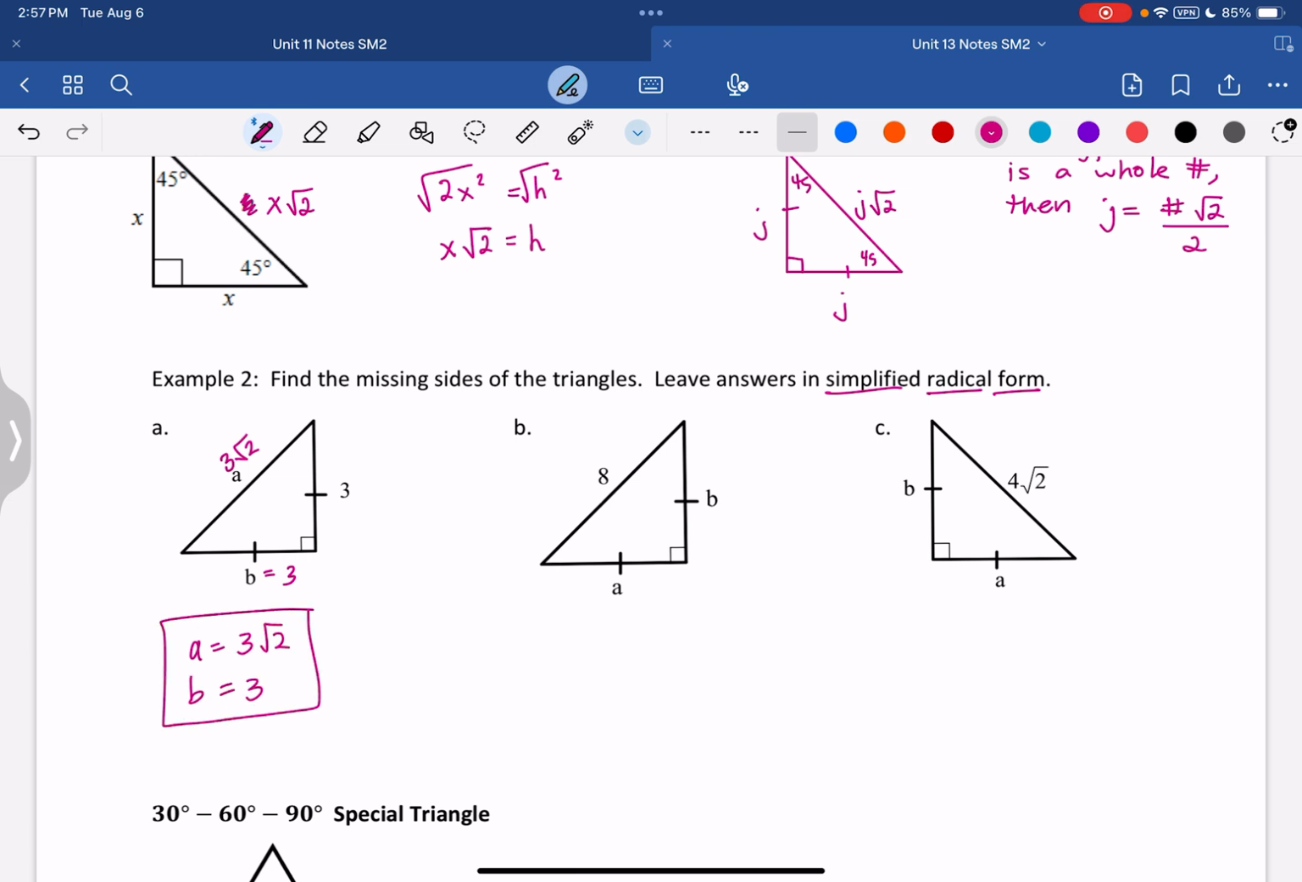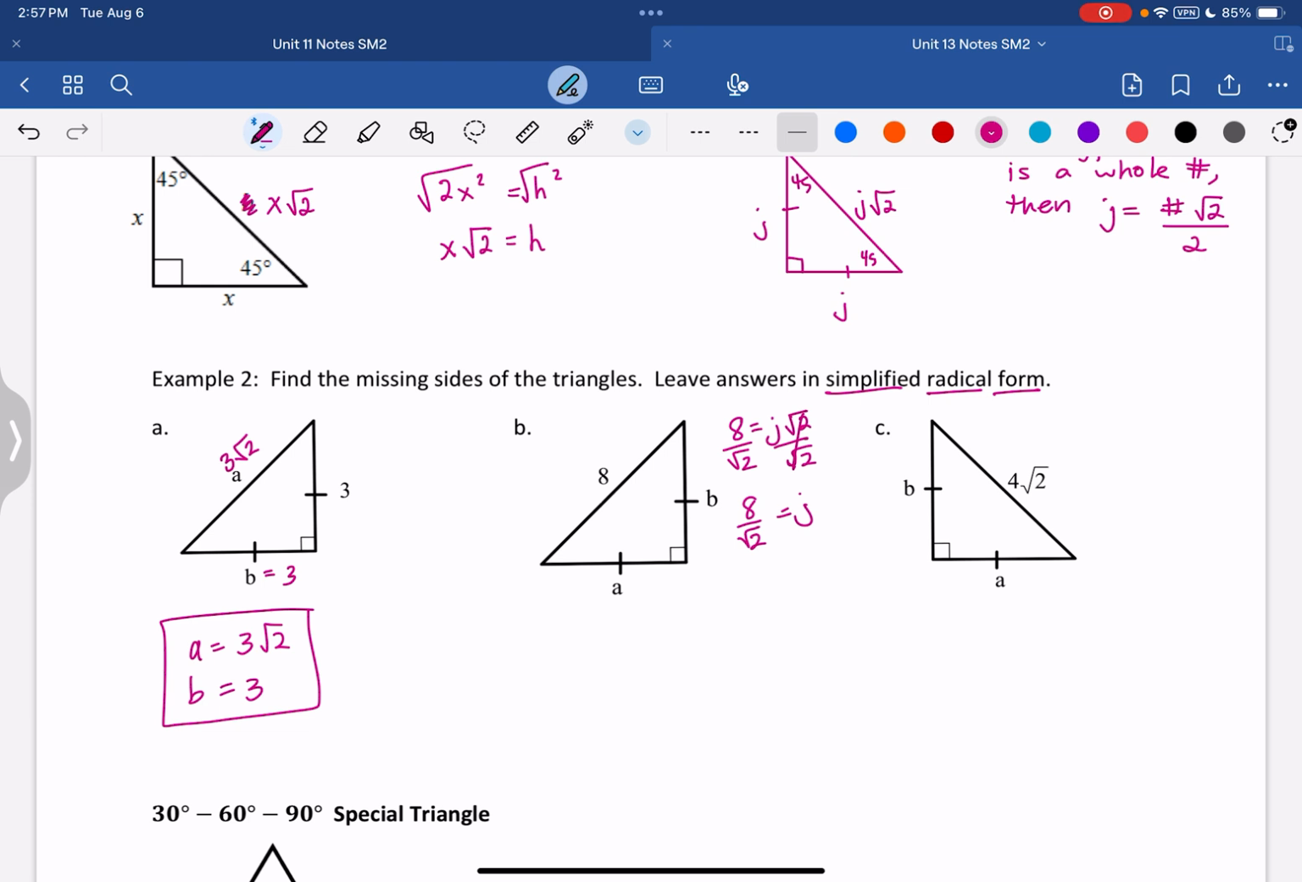Easy peasy lemon squeezy. Okay, so this time, let's say that we forgot or we weren't aware of that little note that I just made. So I know that my hypotenuse is equal to my leg times the square root of 2. So to solve for what my leg equals, I'm going to divide by square root of 2 on both sides. All right. So then I have 8 divided by the square root of 2 is equal to my leg.